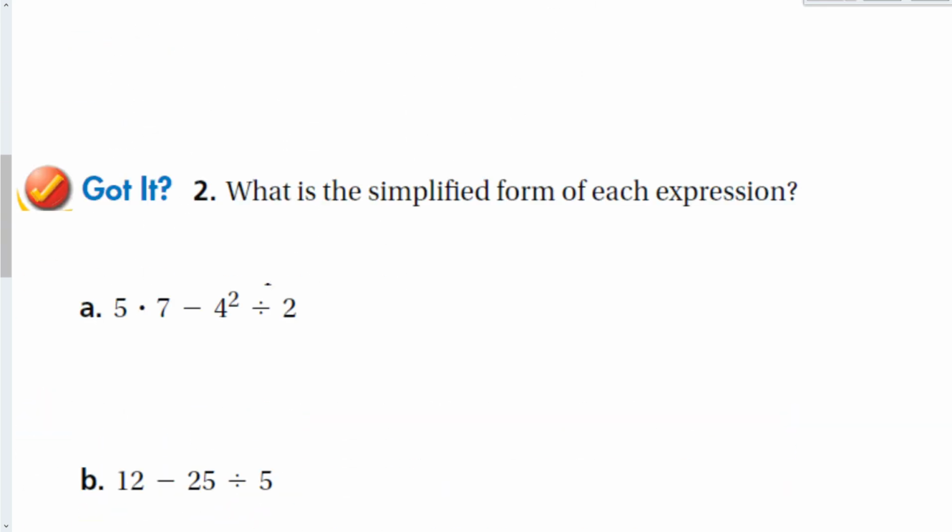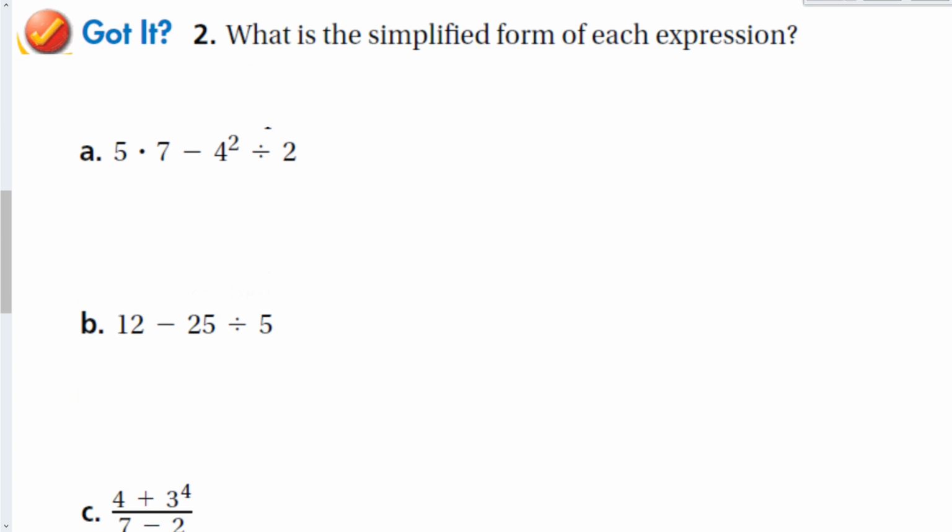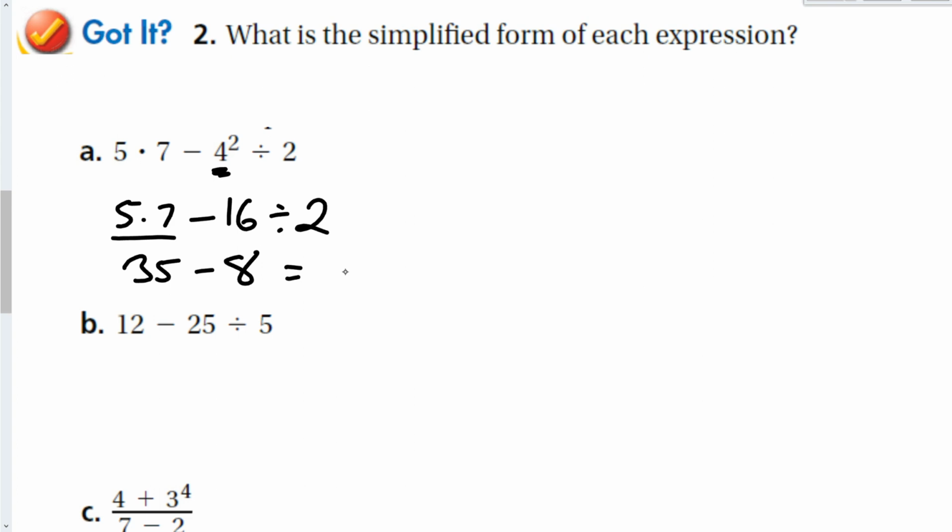Let's look at some got it problems. Okay, same thing. Simplified form is the expression. Okay, so I look at this problem very carefully. I see everything that's going on, and I see we have an exponent. So that turns into 5 times 7 minus 4 squared is 16 divided by 2. Now I do multiplication left to right. So we start with 5 times 7, which is 35. So that's 35 minus 16 divided by 2 is 8, which gives me 27.